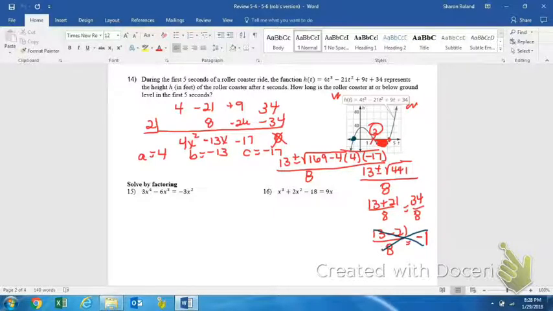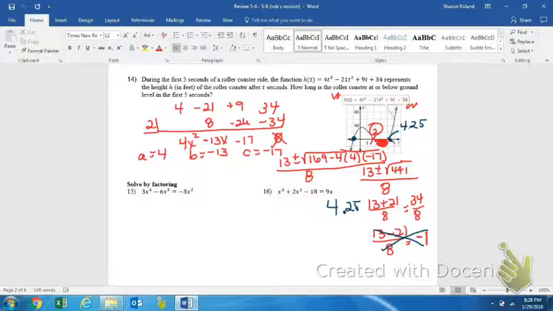13 plus 21 is 34, yeah, 34 over 8 is 4.25. Okay, so we found this other 0 here. It is 4.25.